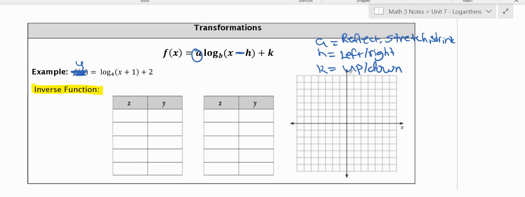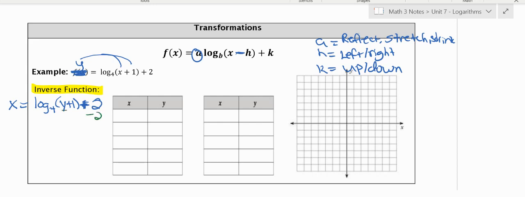So I'm going to show this just because it might be a good skill to go over because you'll see it later for solving. But again, many ways to do the same problem. So if I want to find the inverse function, I'm first going to switch my x and my y. So I'm going to rewrite it as log base 4 of y plus 1 is equal to x plus 2. If I want to find the inverse, I'm going to get y by itself.